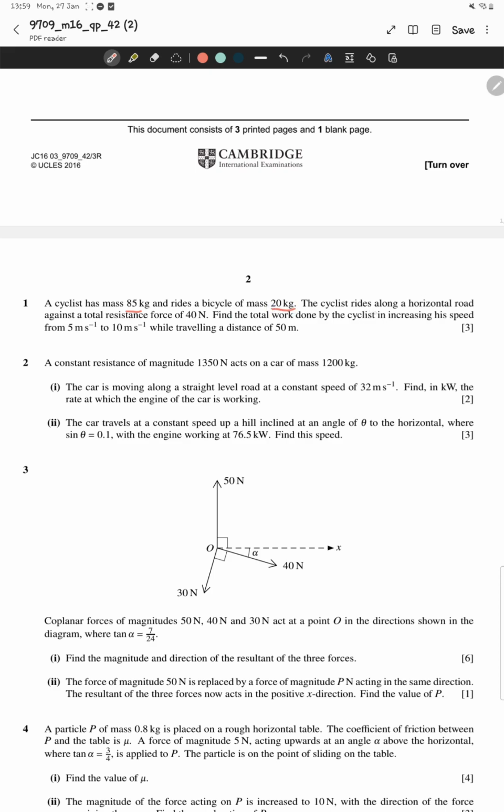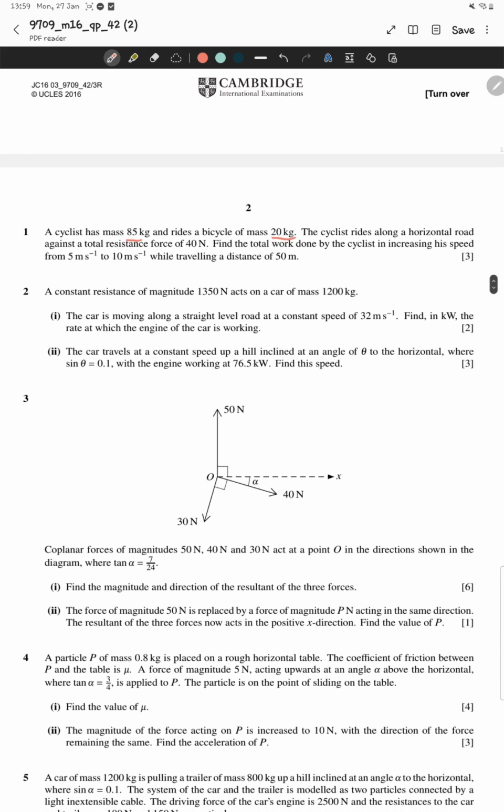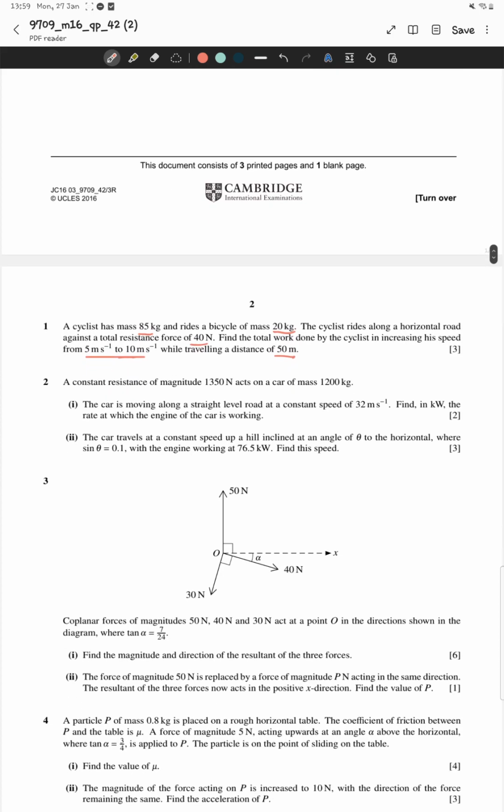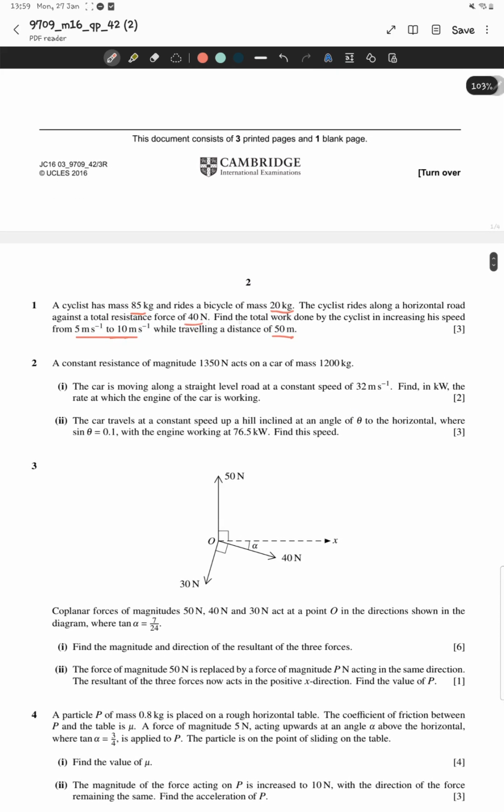The cyclist rides a horizontal road against a resistive force of 40. Find the total work done by the cyclist in increasing his speed from 5 to 10 meters per second while traveling a distance of 50. Okay, so this is some sort of an energy one.